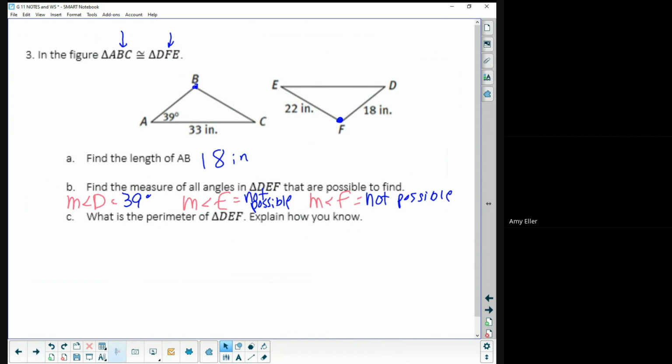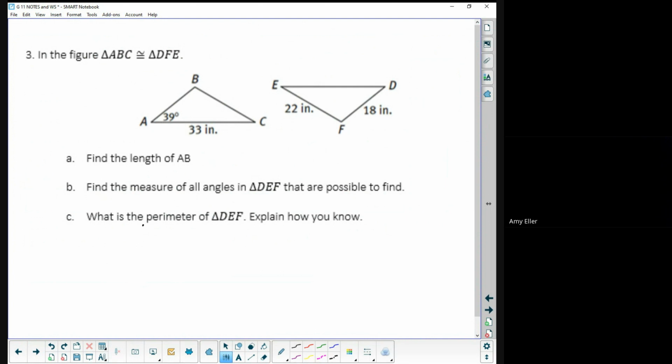Okay, part C. What is the perimeter of triangle DEF? Perimeter. Distance around the figure. Write that down. People forget what perimeter means. The distance around a figure. So if I have a figure with 3 sides, I add the length of all 3 sides. If I have a figure with 7 sides, I add up how big each of the outside pieces are. So I want to find the perimeter of DEF. So let's go around the outside of DEF and add those up.